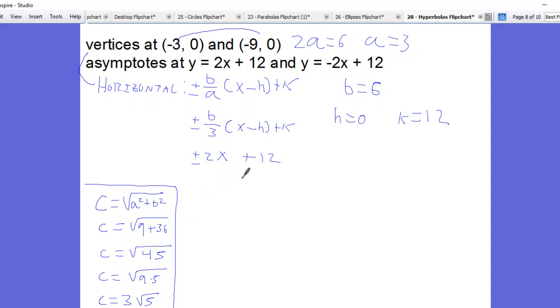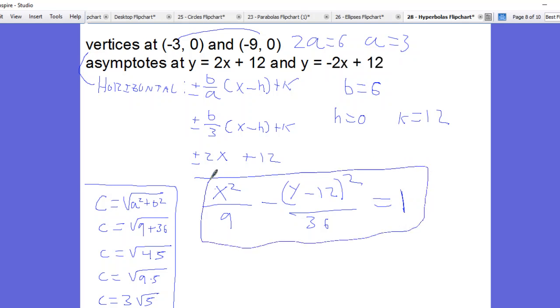And now that we have a, b, and c, we can write the equation of our hyperbola that is horizontal. It's going to be x minus 0 squared over a squared, which is going to be 9, minus y minus 12 squared over b squared, which is going to be 36. And that's going to be equal to 1. That's the equation of this hyperbola. But that's c, so you can find out all information from this hyperbola.